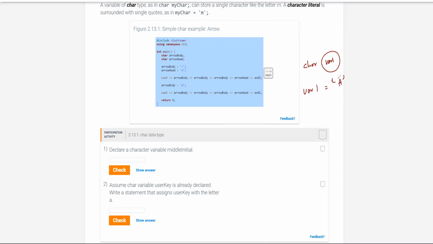You use single quotes in order to define or assign a value. You can notice it here, and then here. So you always have to have single quotes, okay, in order to assign a variable with a character. Right, this is handling only one character. Okay, so keep that in mind as well.